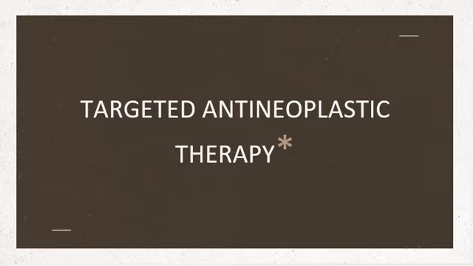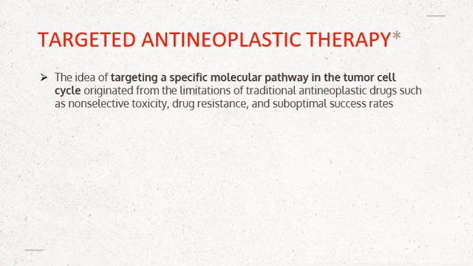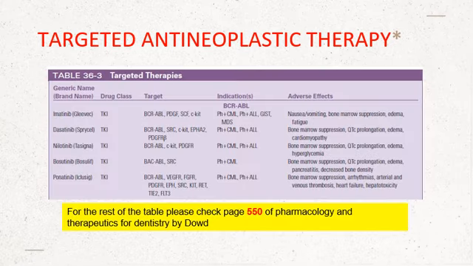Now for the targeted anti-neoplastic therapy, it is targeted. The idea is to target a specific molecular pathway in the tumor cell cycle, originating from limitations of traditional anti-neoplastic drugs such as non-selective toxicity, drug resistance, and suboptimal success rate. So targeted anti-neoplastic therapy, of course, targets a specific molecular pathway in your tumor cells. That is why it is targeted. Here are samples of targeted anti-neoplastic drugs, the following.